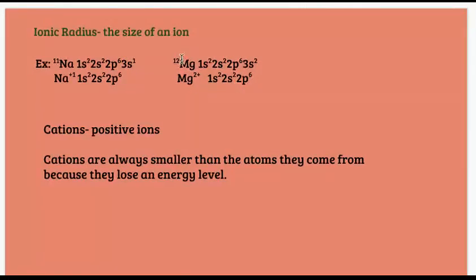Magnesium is kind of similar. It's number 12, so this is its configuration as an atom. But we know everything in group 2 is going to lose 2 electrons, and they're going to attain that same noble gas configuration like neon. And so they also lose an energy level. So cations are always smaller than the atoms they come from because they lose an energy level. And remember, if you have fewer energy levels, there's less distance between the nucleus and the valence electrons. And so that force pulling the electron cloud in towards the nucleus gets stronger, and that makes the cation smaller than the atom it came from. So cations are always smaller than the atoms they come from.